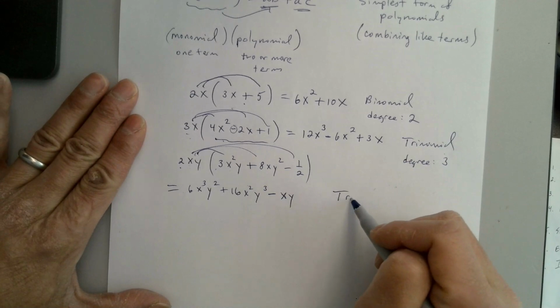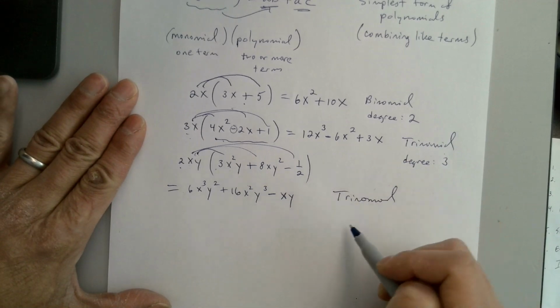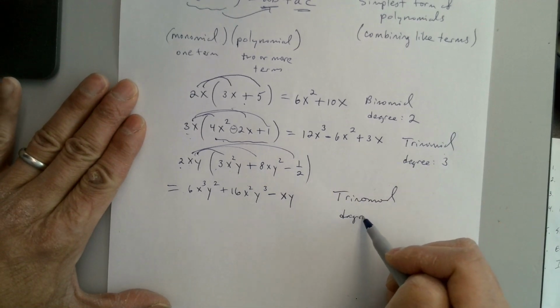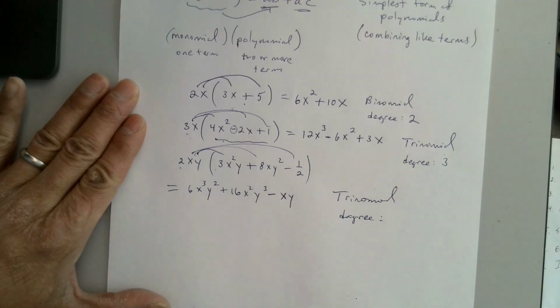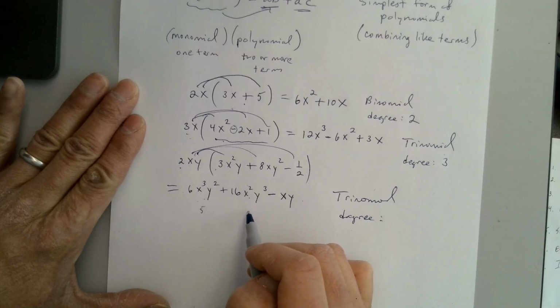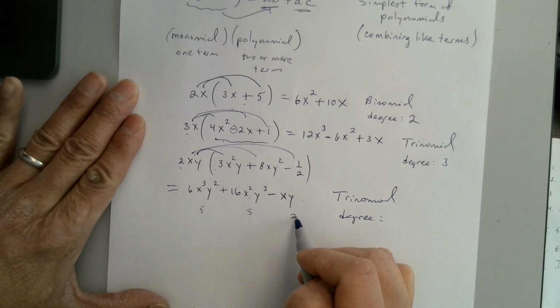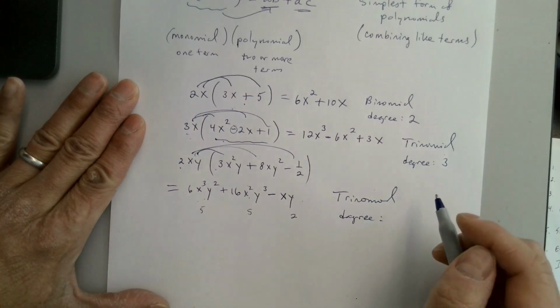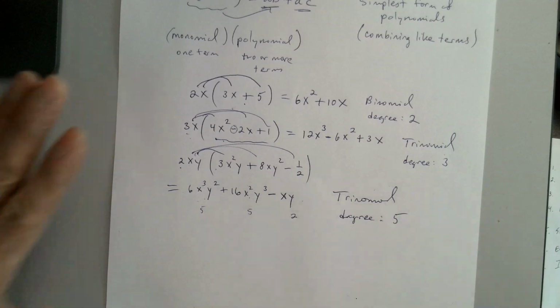So this is again a trinomial, and the degree, so first I need to find the degree of each term. The degree here is 5, the degree here is also 5, the degree here is 2. Therefore the degree of the whole trinomial is 5, because that is the highest one.